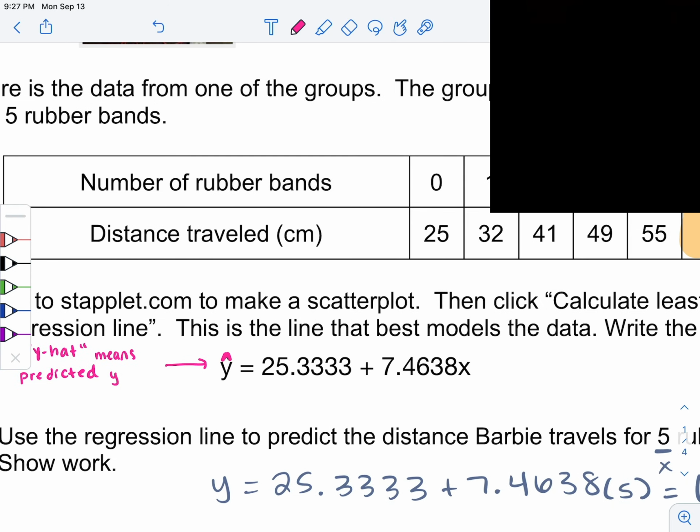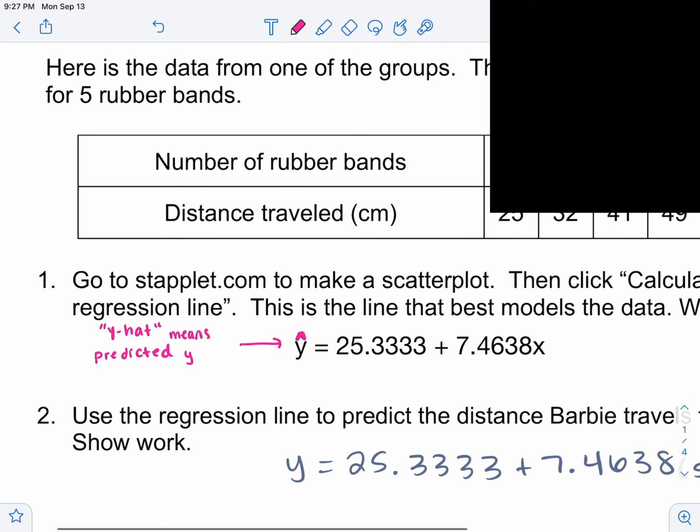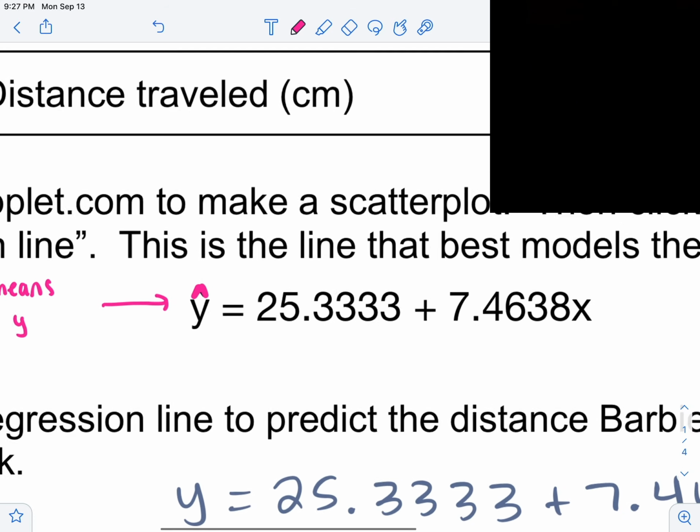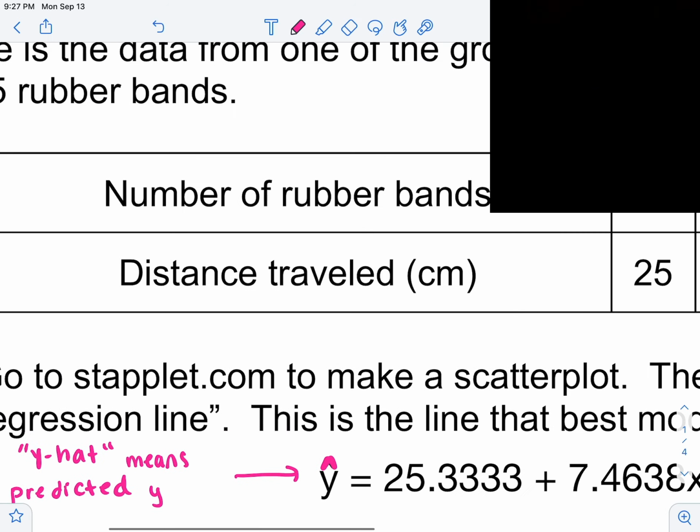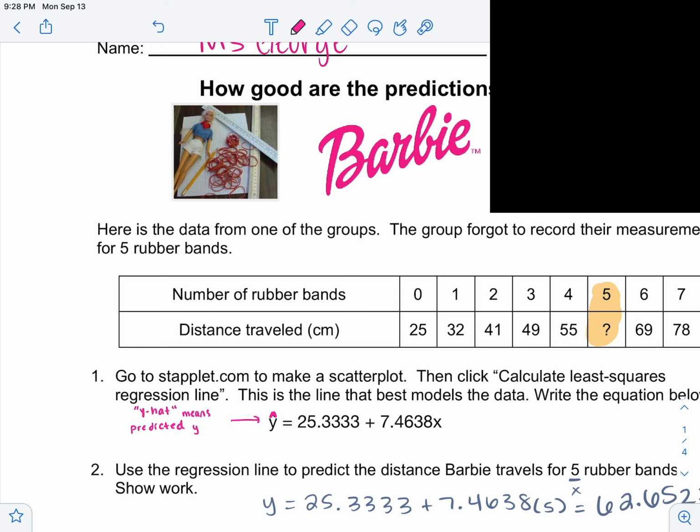Now with this equation, sometimes it's helpful to rewrite it in terms of context of your problem. So in this problem, understanding that y and x, right, y was our distance traveled, x was the number of rubber bands. Again, that follows for explanatory versus response variable. So explanatory was x, response was y. And therefore our rubber bands was x and distance traveled y. So to rewrite the equation with that context, you can write distance predicted, so we write distance with the hat, equals 25.3333 plus 7.4638 parentheses rubber bands.